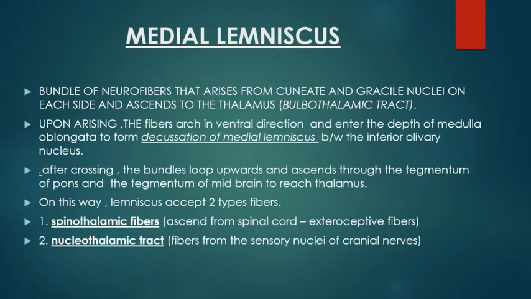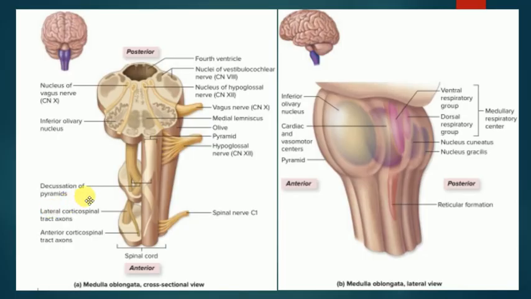The first one is medial lemniscus. We can see the medial lemniscus here. This is the anterior. Here is the cross-sectional view of medulla oblongata, anterior and posterior view. We can see medial lemniscus here.